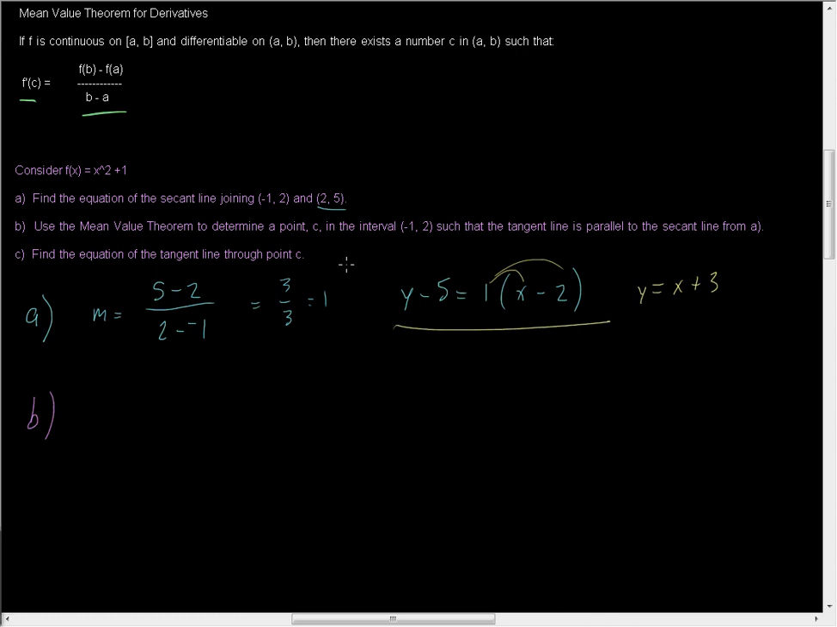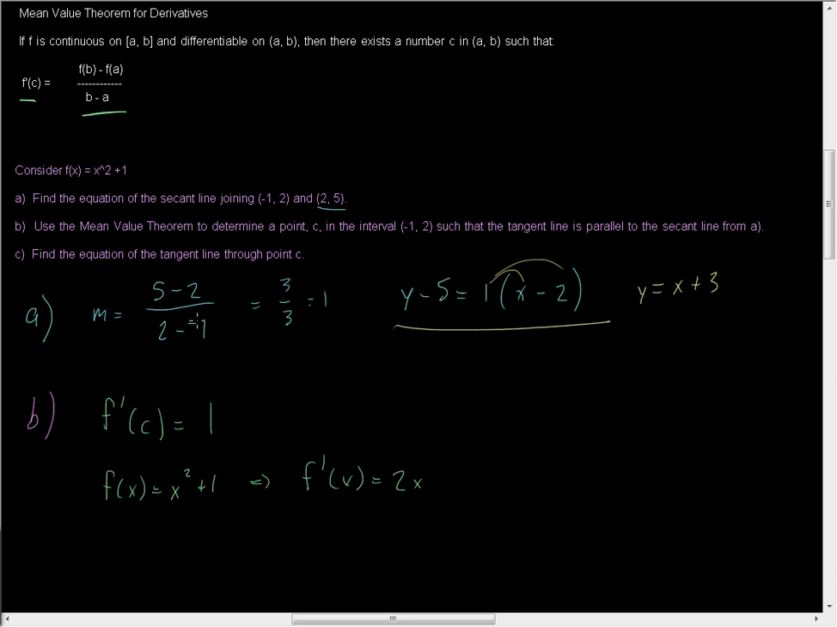Okay, so let's take a look at that then. We want to use the mean value theorem. That means that if you look, the derivative of the function at c is equal to the slope. The slope of the secant was 1, so we want to find out where the derivative is 1. In order to do that, we take the derivative. If f of x is equal to x squared plus 1, then the derivative is 2x.